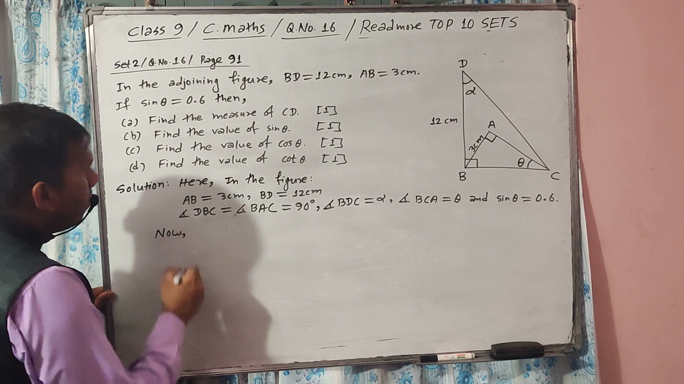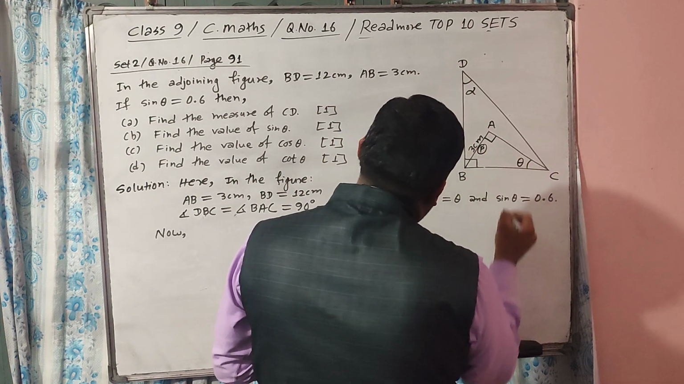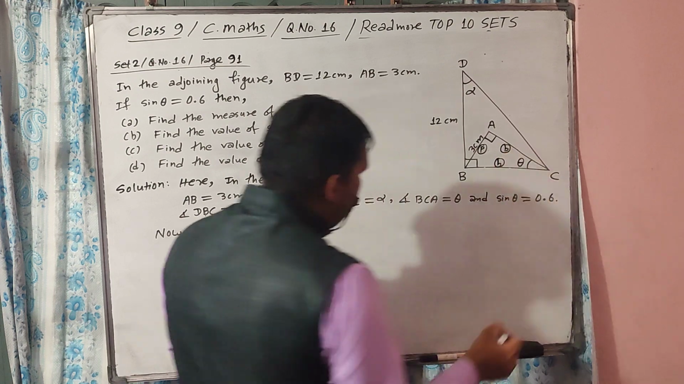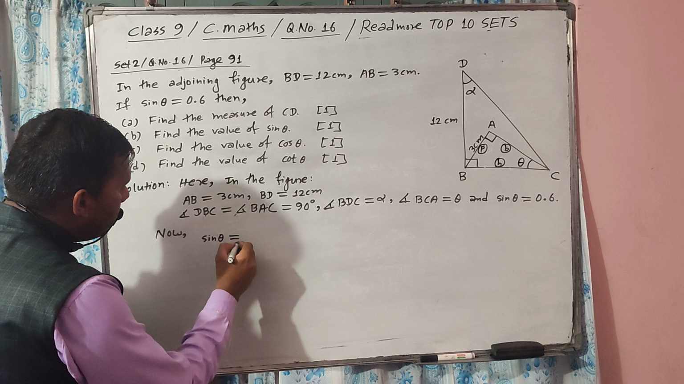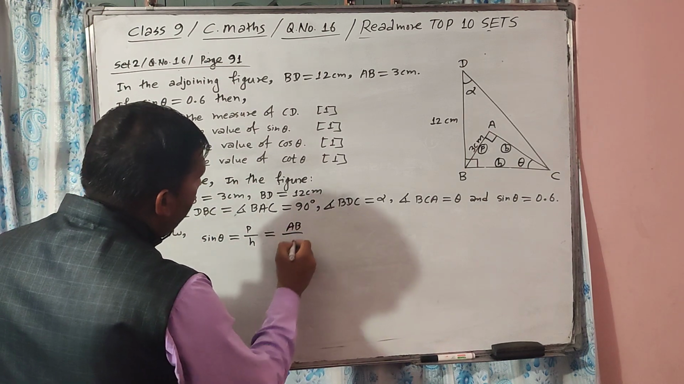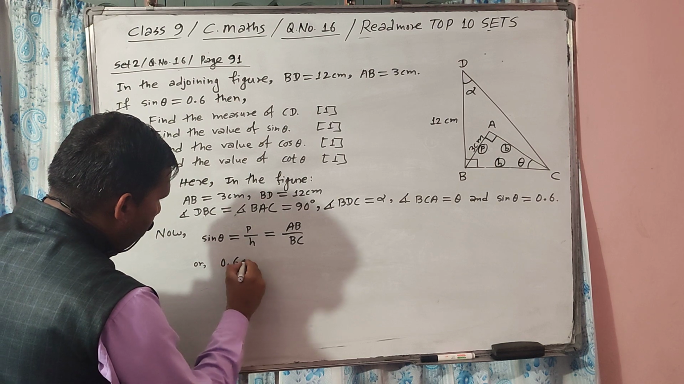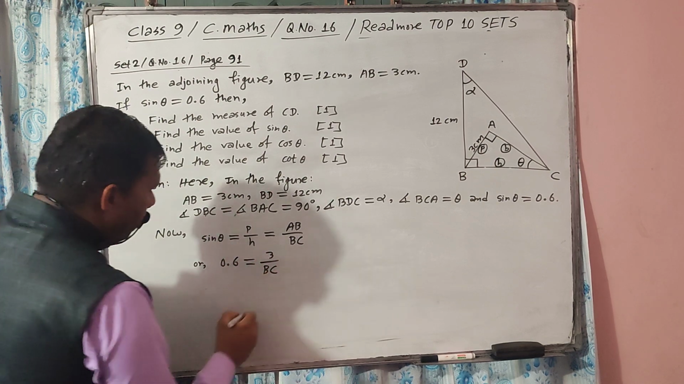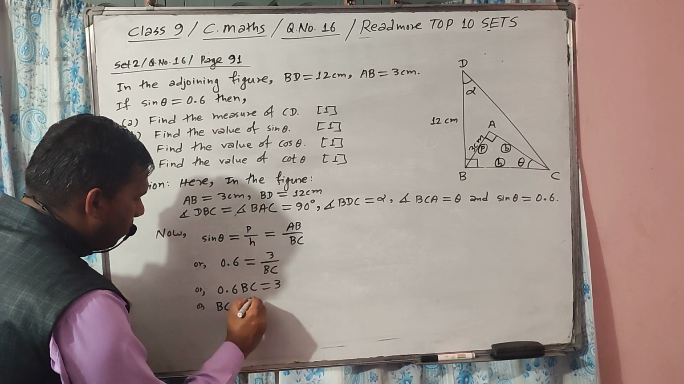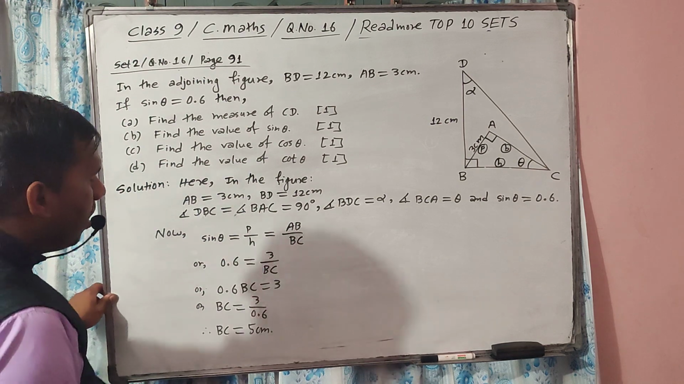Now, with respect to theta, in this right angle triangle BAC, the opposite side AB is the perpendicular, the side opposite the right angle is the hypotenuse, and the adjacent side is the base. Now we can use sin theta equal to perpendicular by hypotenuse. Perpendicular is AB, hypotenuse is BC, and the value of sin theta is given as 0.6. So 0.6 equal to AB, given as 3, over BC, which we have to find. So 0.6 BC equal to 3, or BC equal to 3 by 0.6. Therefore, BC equal to 5 cm.